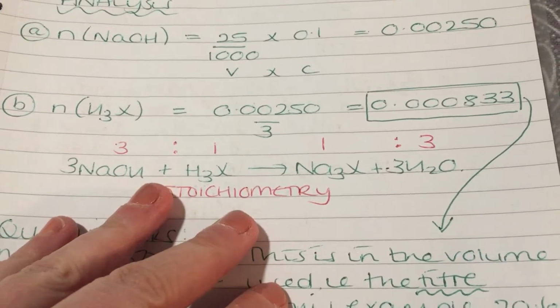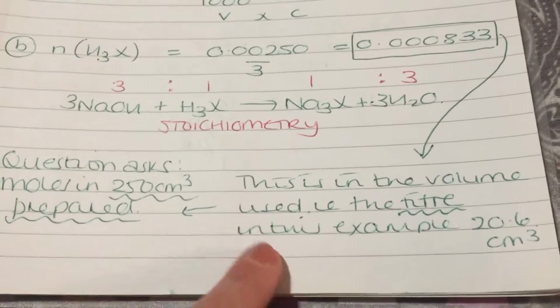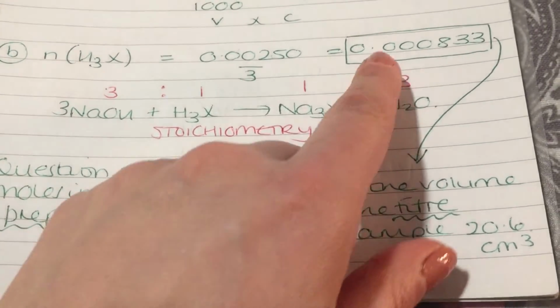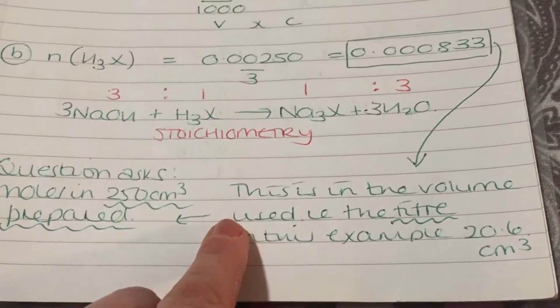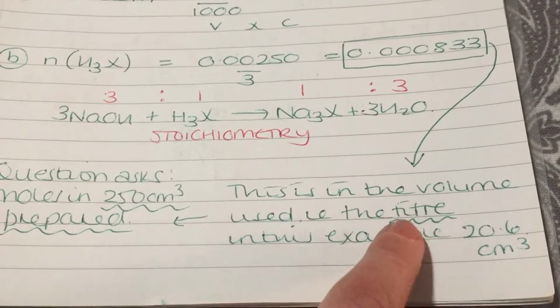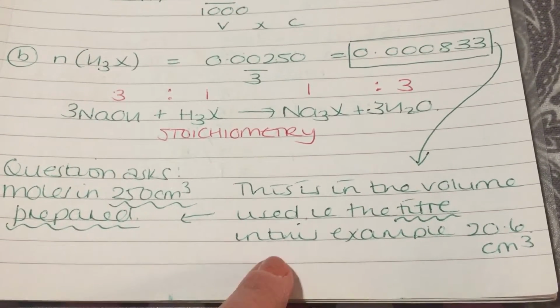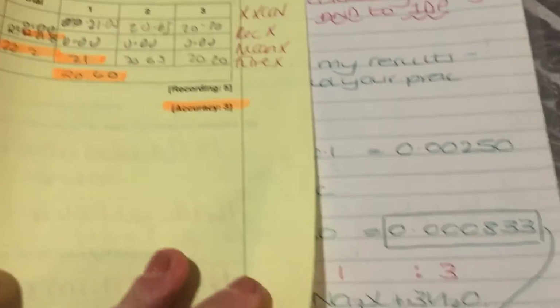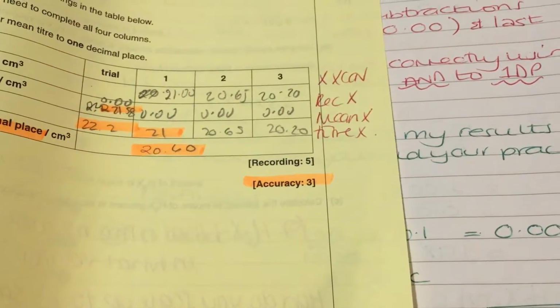So it's important that you get your stoichiometry the right way round. Now in order to answer the next question, it's important that you recognise that this is the number of moles that are present in the mean titer, i.e. the volume that you used from the burette. In the example that this student used, it was 20.6. So from this student's table you can see there that the mean titer was 20.6.